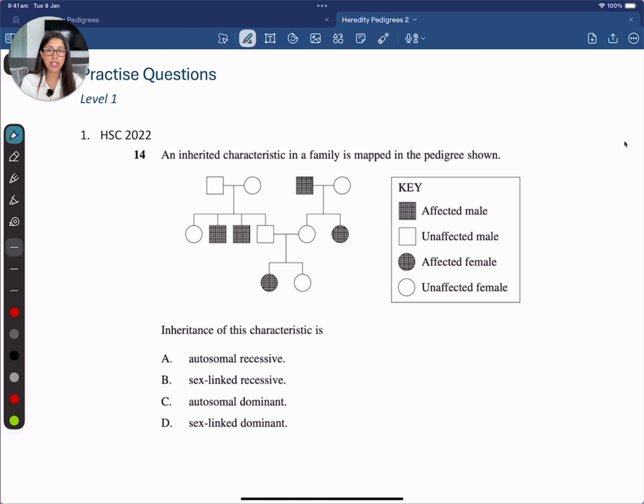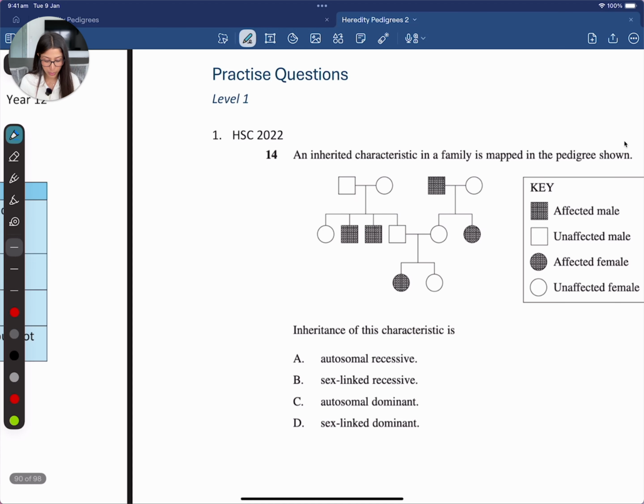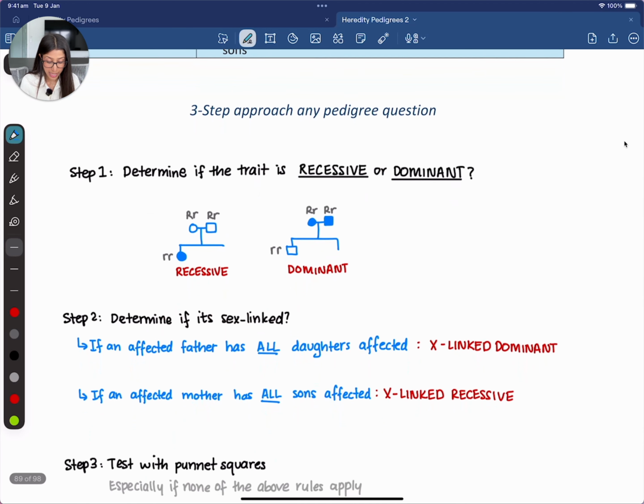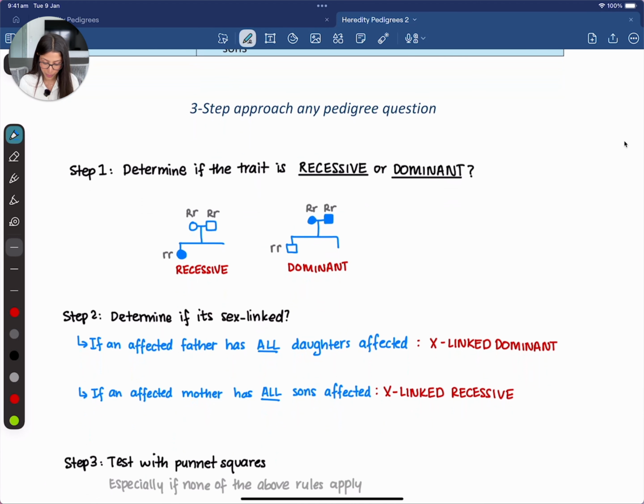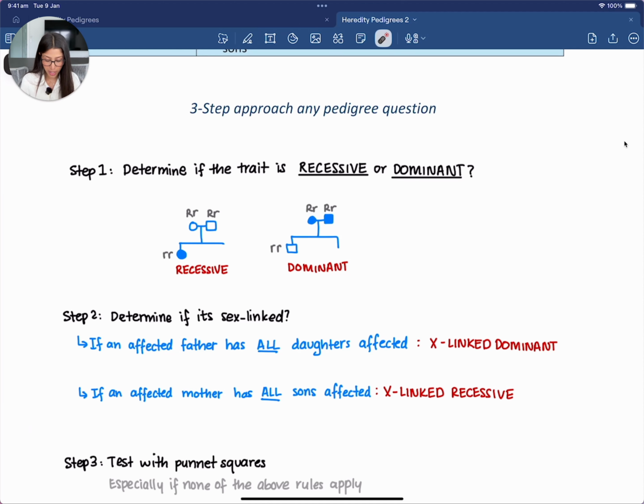So we're going to be using those 3 steps that I've given you that will help you identify and answer any kind of pedigree question. So first thing, determine if the trait is recessive or dominant. So I'm going to be looking out for either one of these scenarios: 2 unaffected parents with an affected child, or the other case, 2 affected parents with an unaffected offspring.